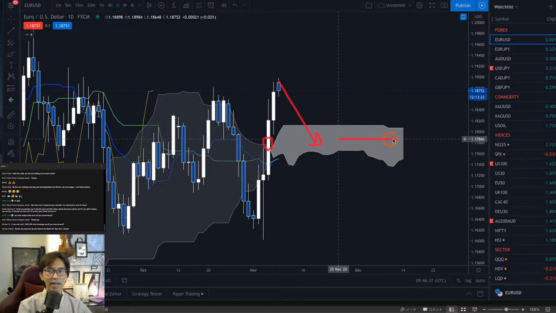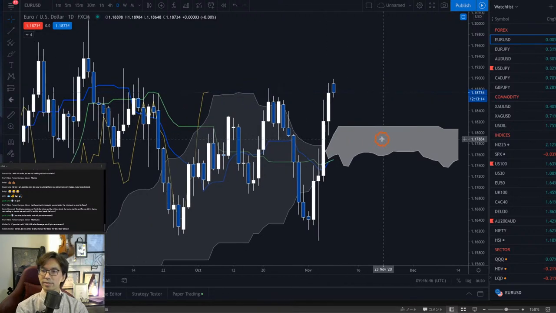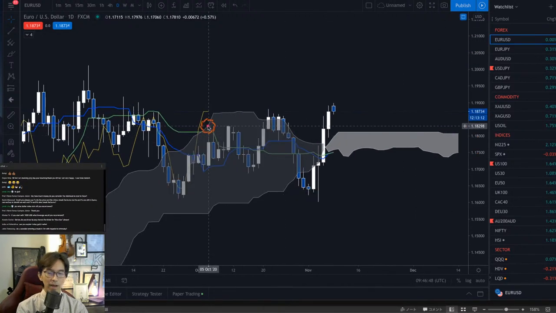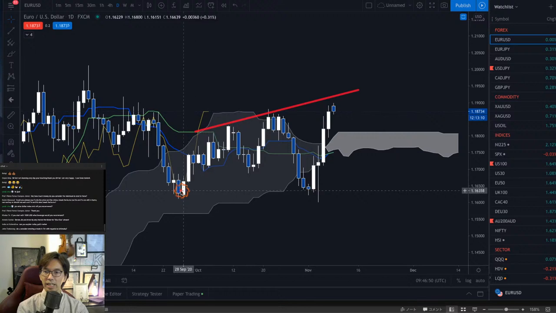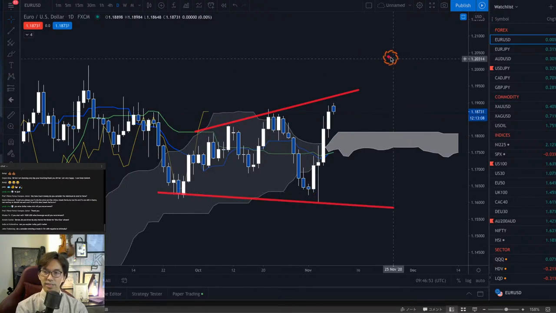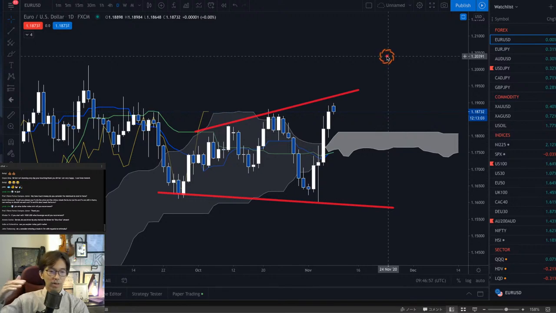And the Kumo is flat the whole time, so the market can come back to the Kumo in this kind of situation. This is a Y wave structure. We find the Y wave structure here, expanding range. So this is volatile, and there's no direction to the market in this case.